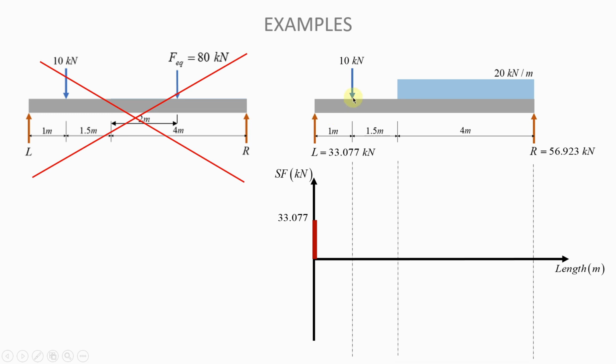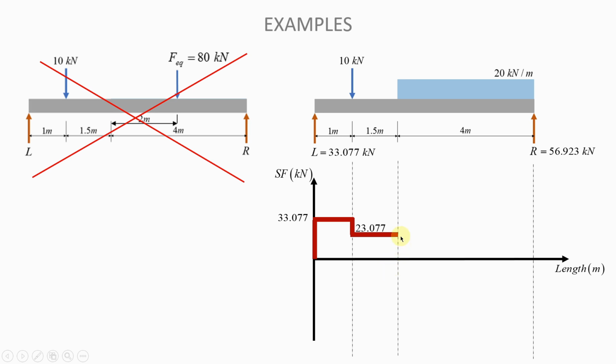Now, between that force and this force, there are no forces, so we remain there at 33.077. And then from here, because of this 10 kilonewton force that is pointing down, we need to go down by 10. So 33.077 minus 10, that will give you 23.077. And now between this force and the beginning of the UDL, you have no forces here. And so you remain there at 23.077.